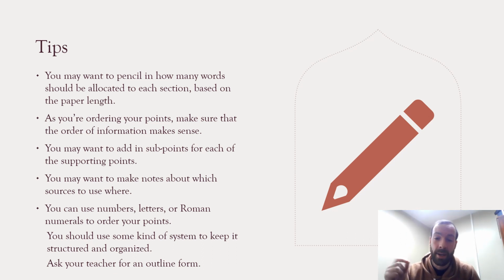But just by making that note, it helps me as I'm writing to remember how many words I wanted in this section. And it kind of guides the amount of time and space that I'm giving to each point that I'm making. When you're making your outline, as you're ordering your points, make sure that the order of information makes sense. Now, in this case with my anxiety example, it didn't really matter which category went where. They're all separate categories. They could really go in any order, I feel.